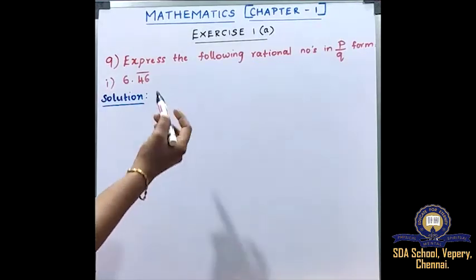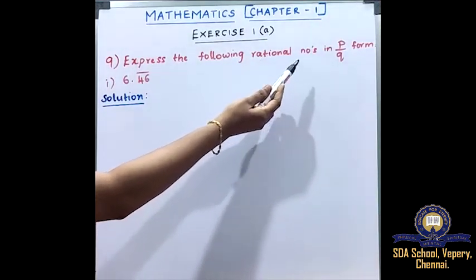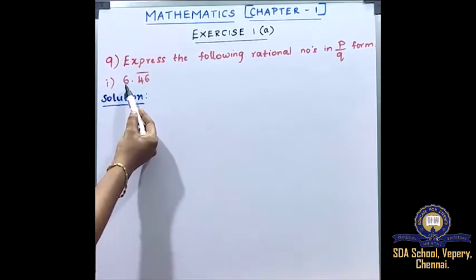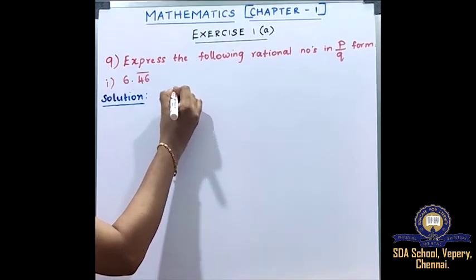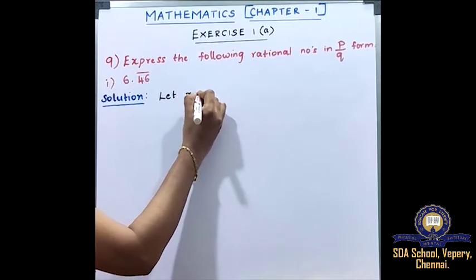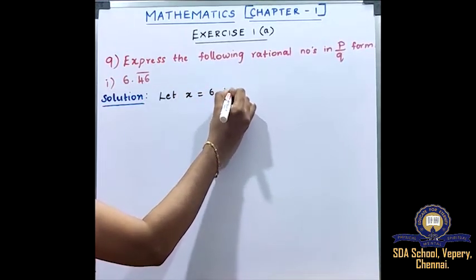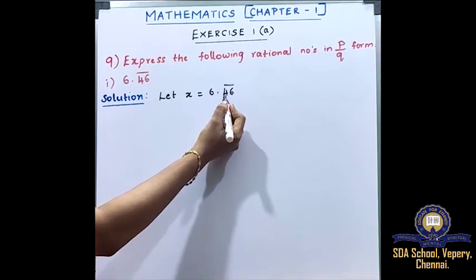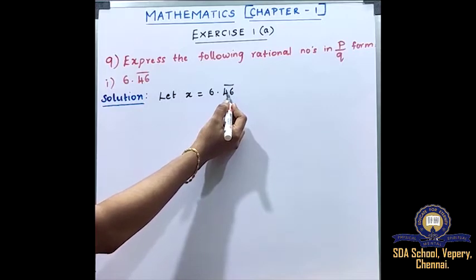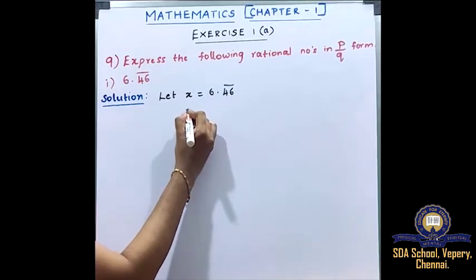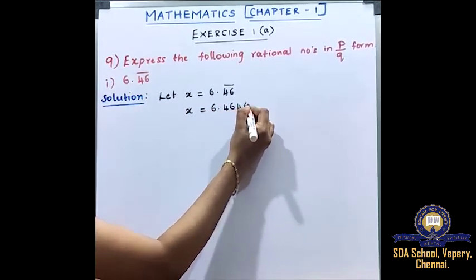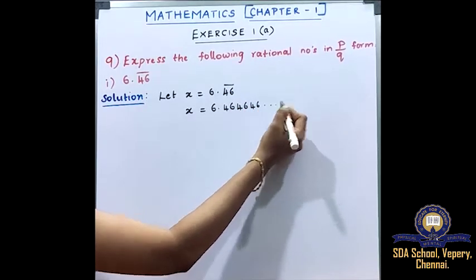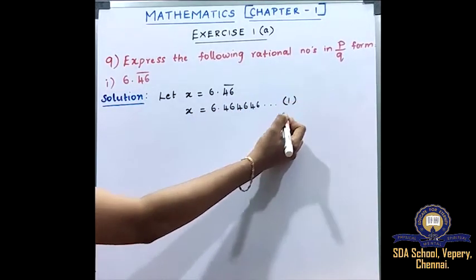The next sum is: express the following rational numbers in p by q form. The given number is 6.46 with the whole bar. First let us assume the given number to be x. So let x equal 6.46 bar. Since the bar is over both the numbers, both the numbers are repeated again and again. So you will get x to be 6.464646 and so on. Mark this equation as 1.